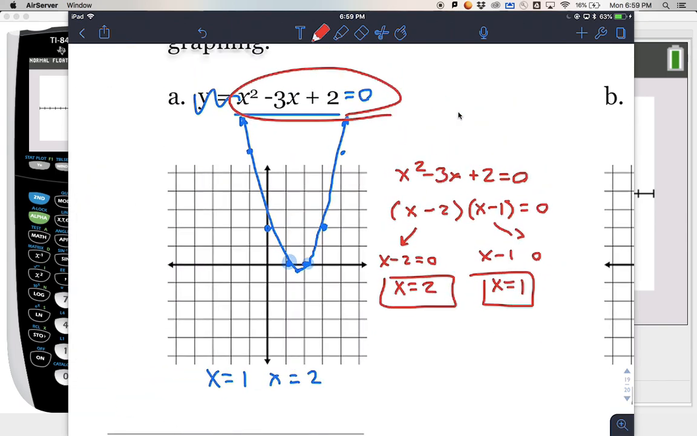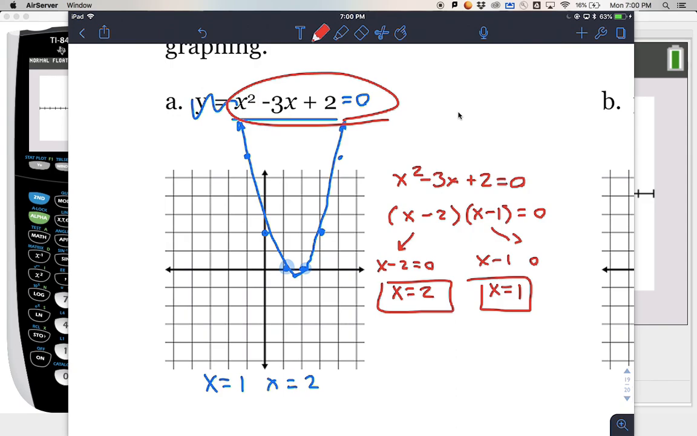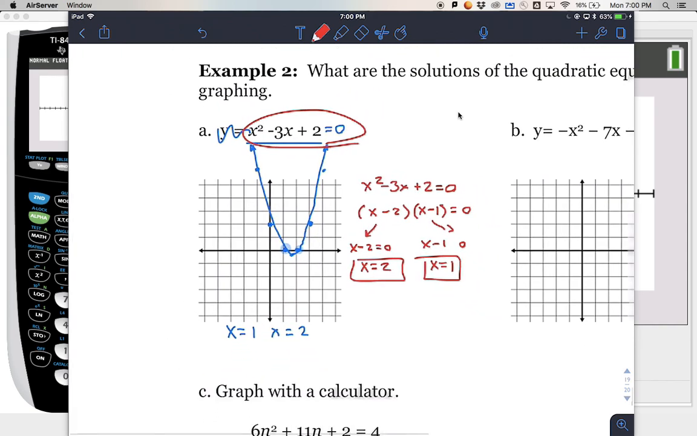So sometimes factoring, in my opinion, might be a hair quicker, especially if everything comes out real nice and clean. But graphing is also another valid way that we're going to be using today. So that is that.